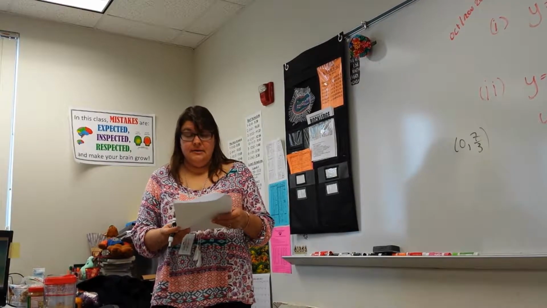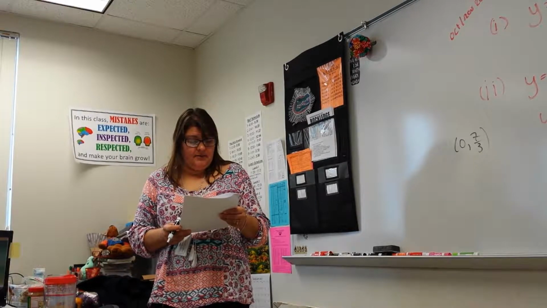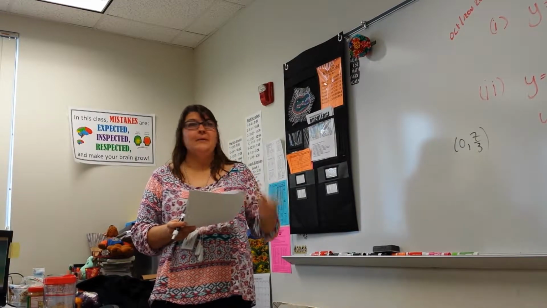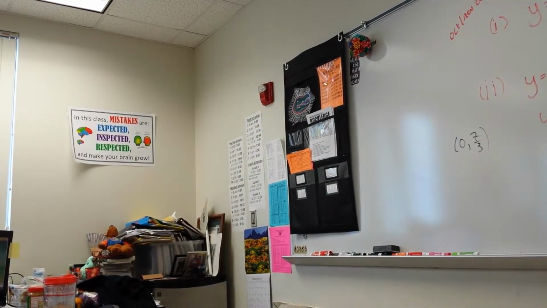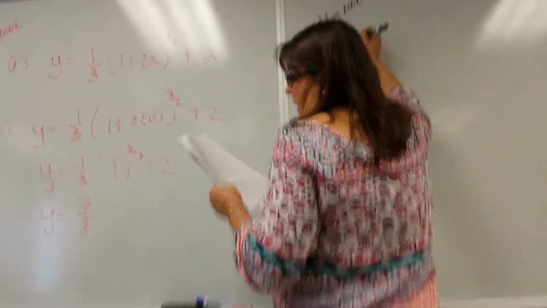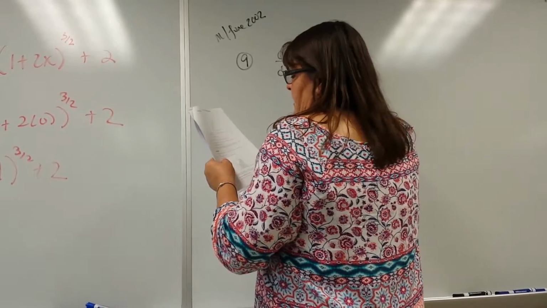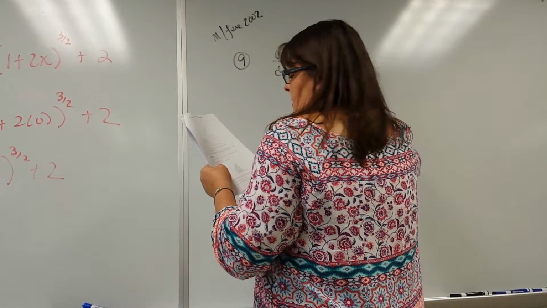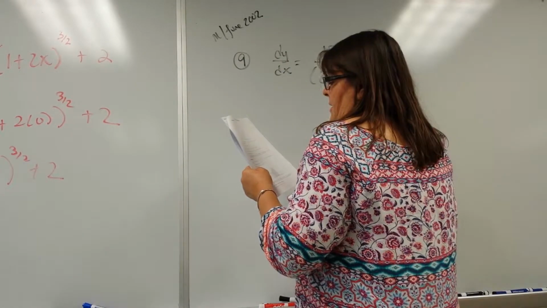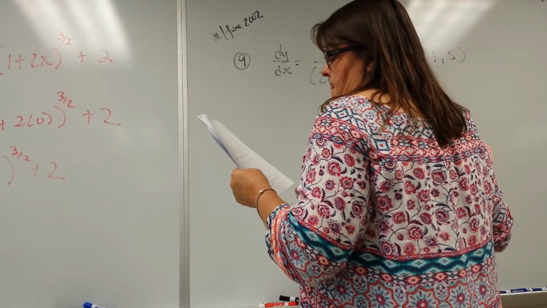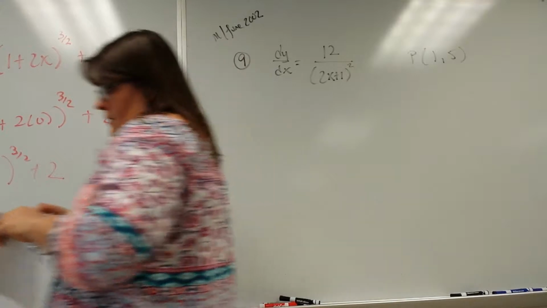Did we do, on the front page, number 9, dy/dx equals 12 over something? Let's do that one. This one's May, June 2002, number 9. It says a curve is such that dy/dx is equal to 12 over (2x plus 1) squared, and the point (1, 5) is on the curve. So far so good?